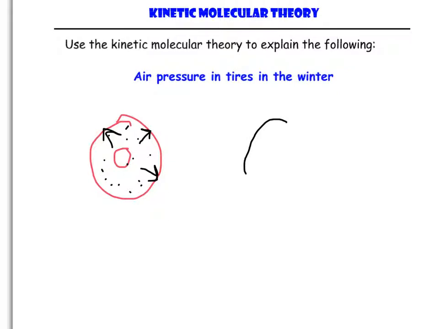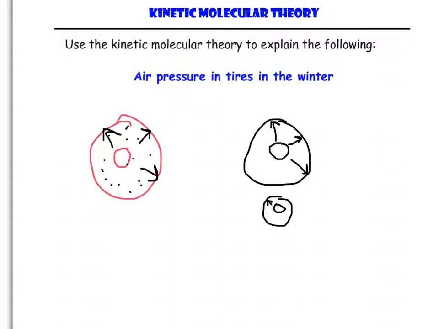as temperature drops, remember temperature is a measure of the speed of the molecules, so as the molecules slow down, they're not hitting the walls of the container with as much velocity, so their kinetic energy is lower, and therefore the volume in your tire actually shrinks during the winter. And that is why when the winter comes, the pressure in your tire decreases, is because the molecules don't have as much speed, so they're not hitting the walls of the container as hard.